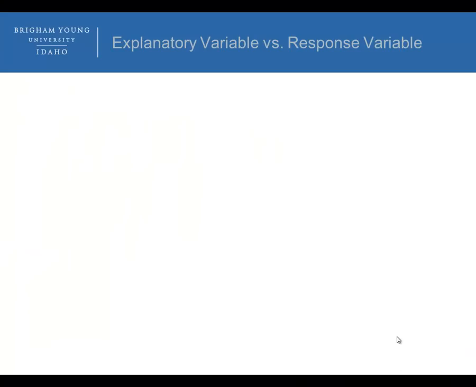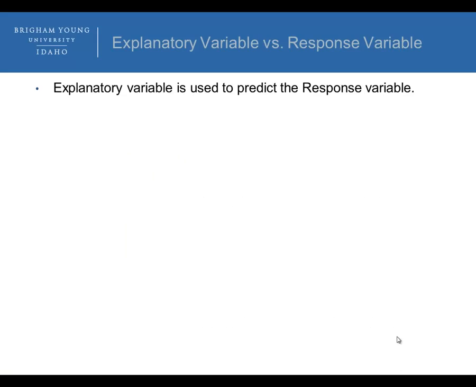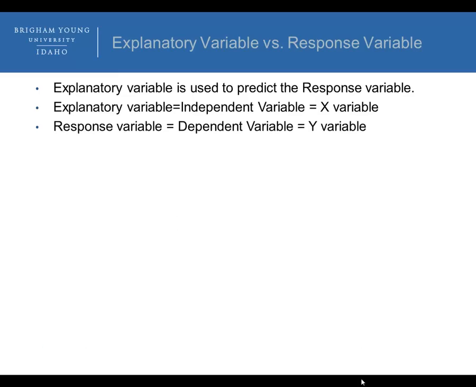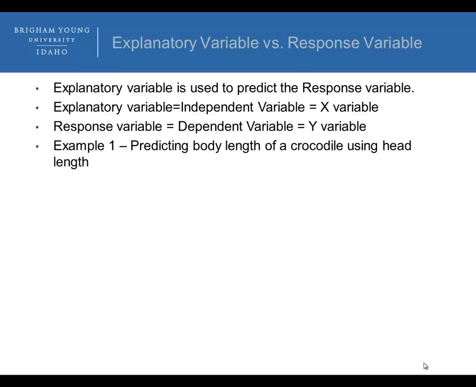First of all, let us talk about what an explanatory variable and a response variable are. An explanatory variable is used to predict a response variable, and I'll go through a couple of examples in a moment. An explanatory variable could also be called an independent variable or an X variable. The response variable can also be called a dependent variable or a Y variable. Let's go through a couple of examples, which I'll use throughout the video.